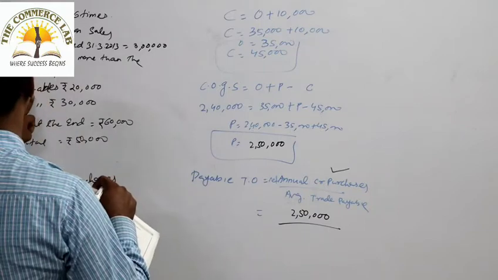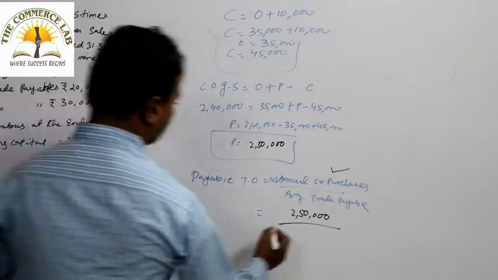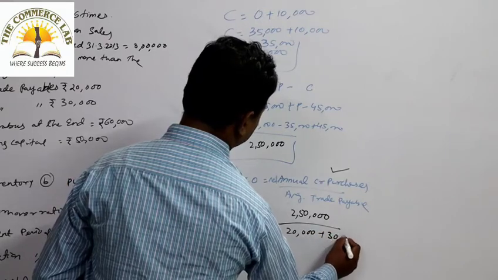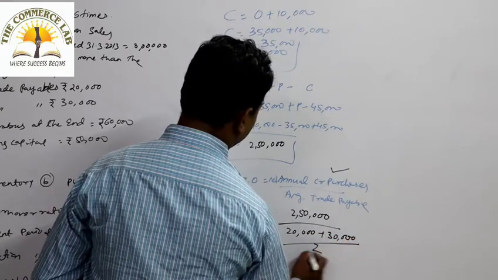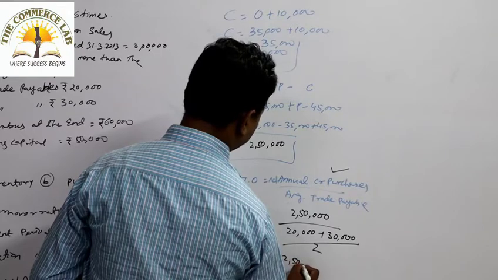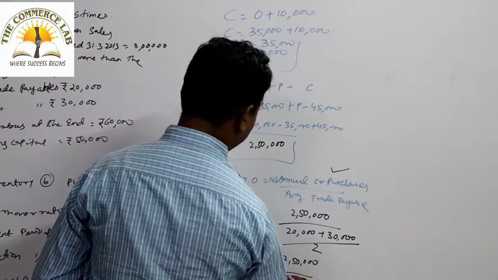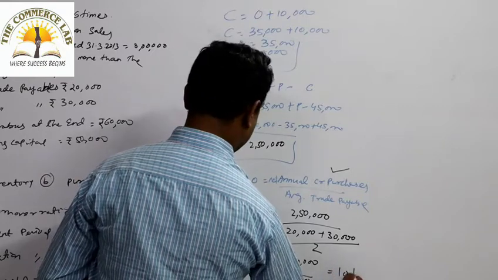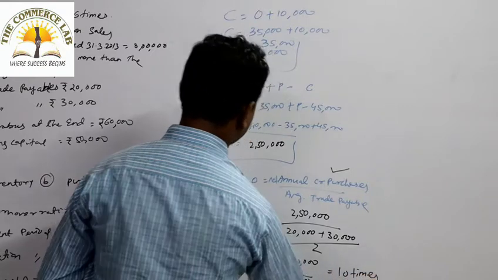This is opening trade payable given, closing trade payable given. So opening plus closing divided by 2: 20,000 plus 30,000 whole divided by 2, so 50,000 by 2, that is 25,000. So average trade payable is 25,000.